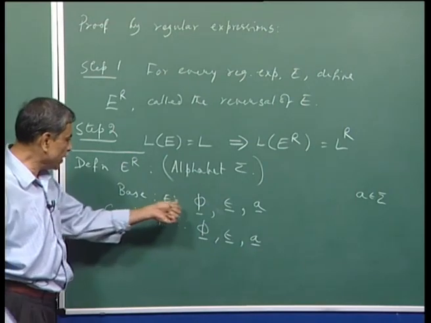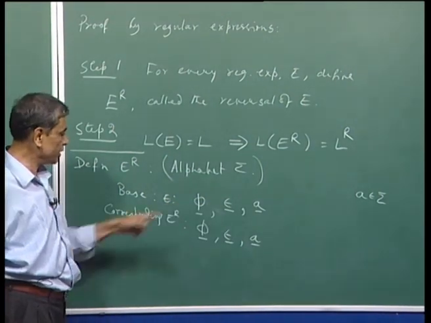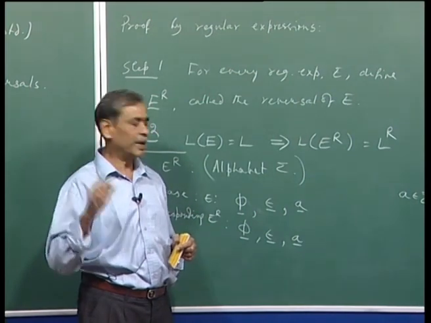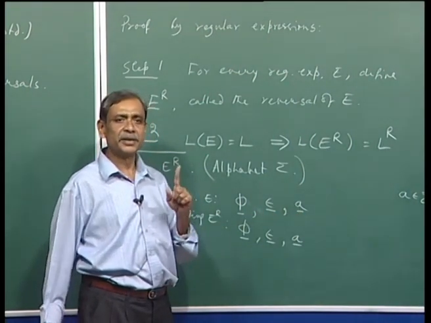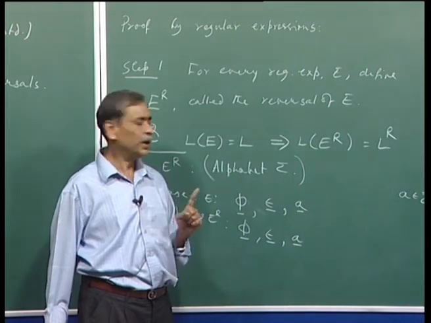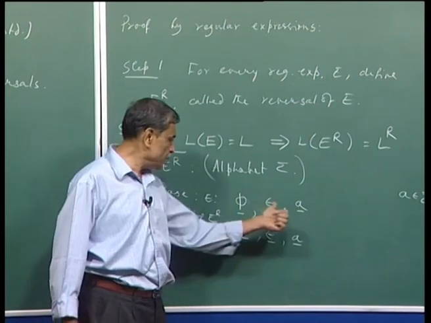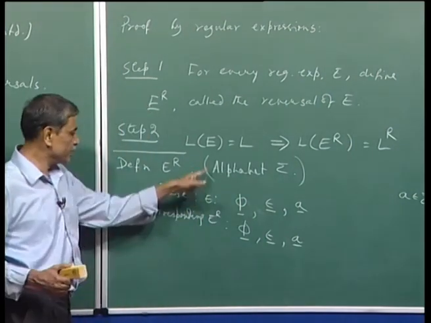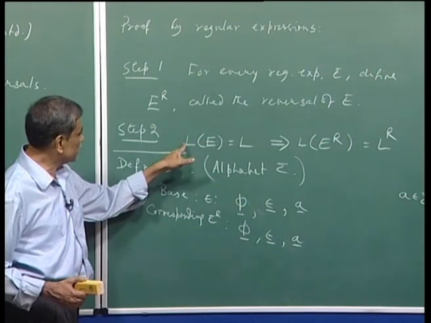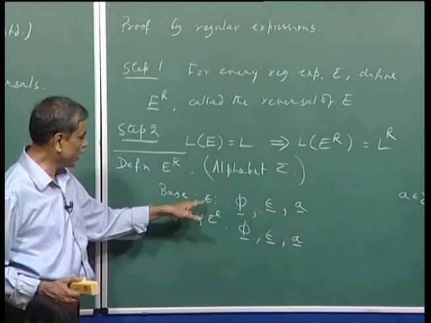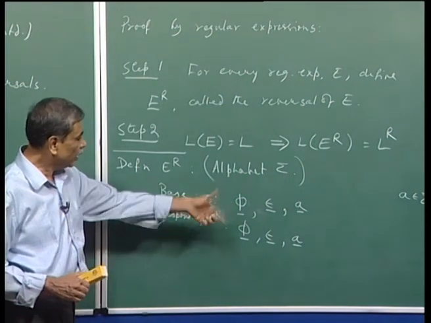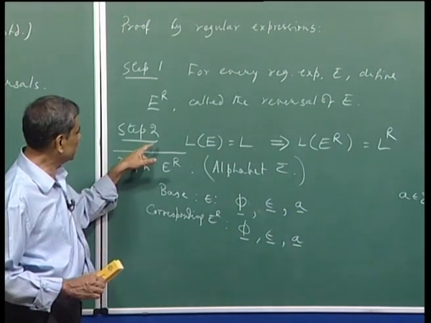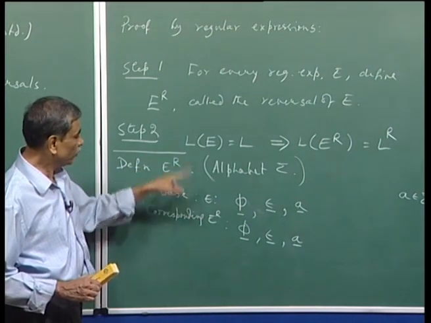Now, what are the languages denoted by these three base case regular expressions? This of course denotes the empty set. This denotes just the language with the string epsilon. This denotes the language with just the string consisting of a single symbol, which is A. Now, each of these languages on reversal clearly will get back the same language, and therefore, this statement is true for the base case, having defined E and ER for these base cases in this manner. We can claim that this assertion is true for the base case.